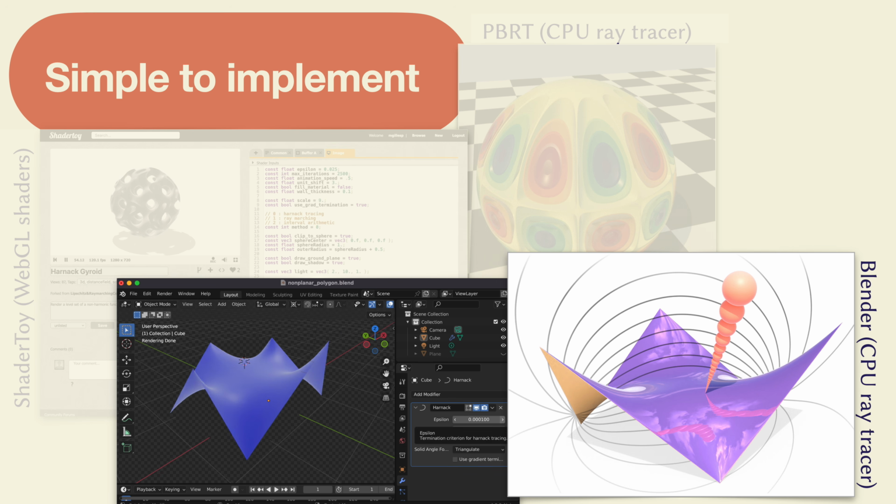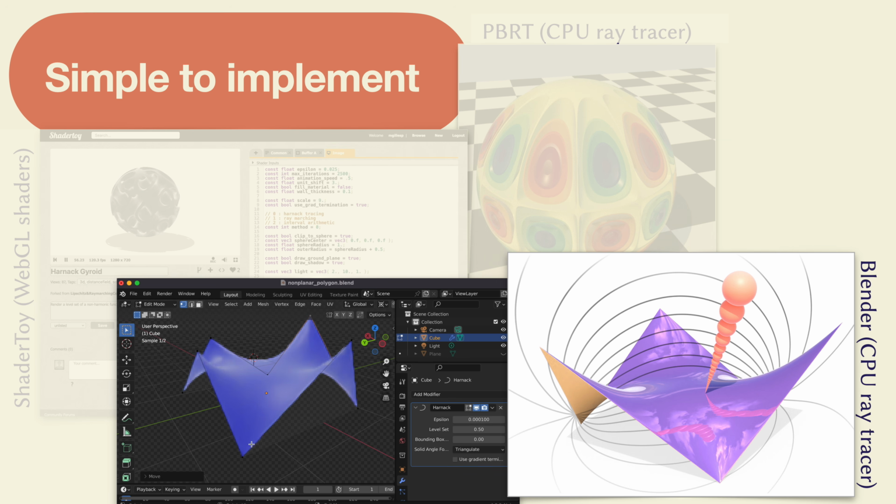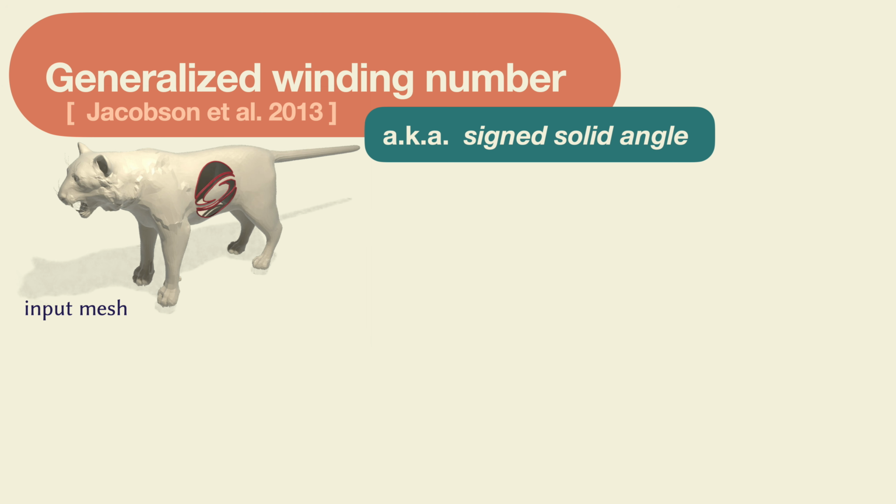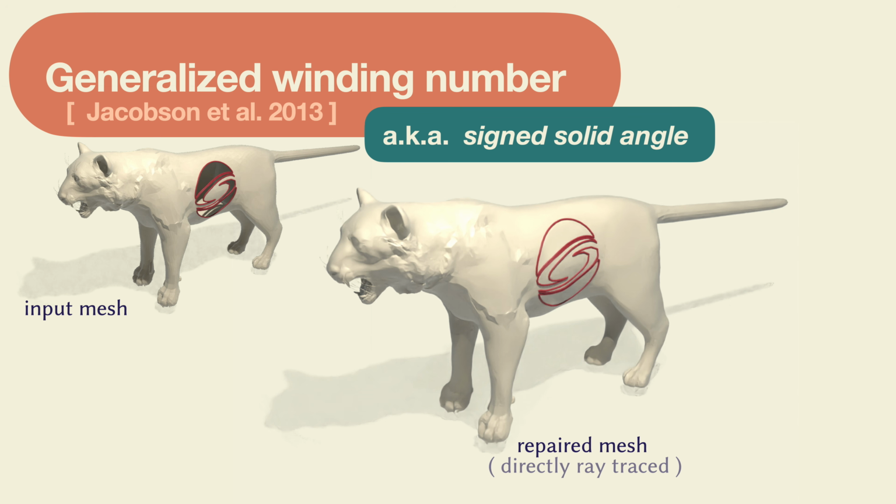Now let's take a closer look at some of the applications that I briefly mentioned earlier. One example, closely related to the angle function that we were talking about, is the generalized winding number, also known as signed solid angle. Jacobson et al. observed that you can take in an input mesh with holes and fill in those holes with a smooth surface, given as a level set of the signed solid angle function. Here we use Harnack tracing to directly render this level set, reproducing an example shown by Jacobson et al. without having to explicitly mesh the surface.